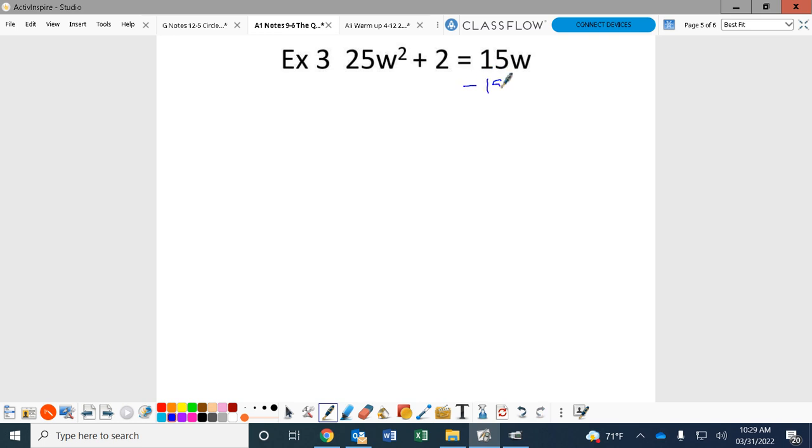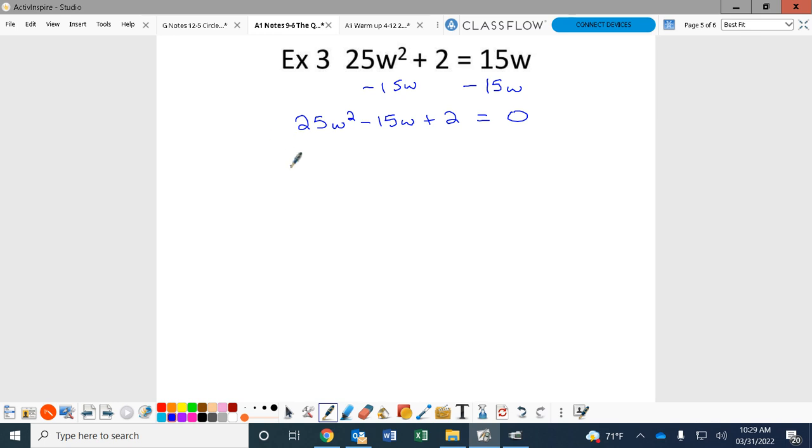When you minus 15W and minus 15W, you're going to have to put it from the highest power down to the lowest power. So it's going to be 25W squared minus 15W plus 2 equals 0. You cannot put them out of order, then your A, B, and C will be out of order and it'll be incorrect. So be very careful about that.